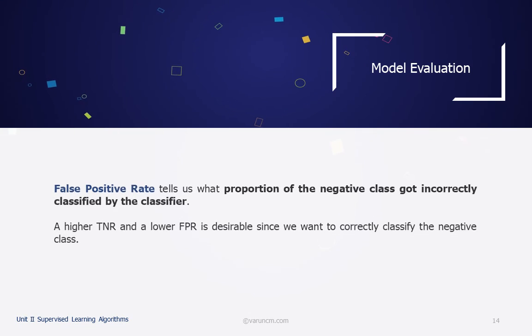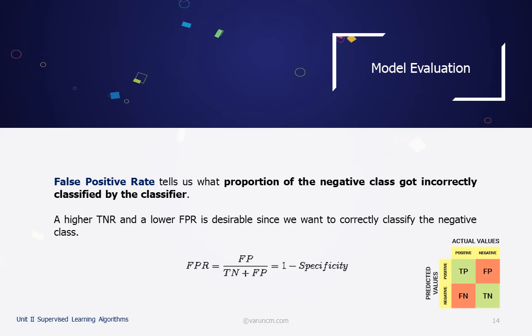So next is the false positive rate. This represents the proportion of the negative class that got incorrectly classified by the classifier. So here the negative class is not correctly classified by the classifier. The formula is 1 minus specificity, or it can be FP divided by TN plus FP.